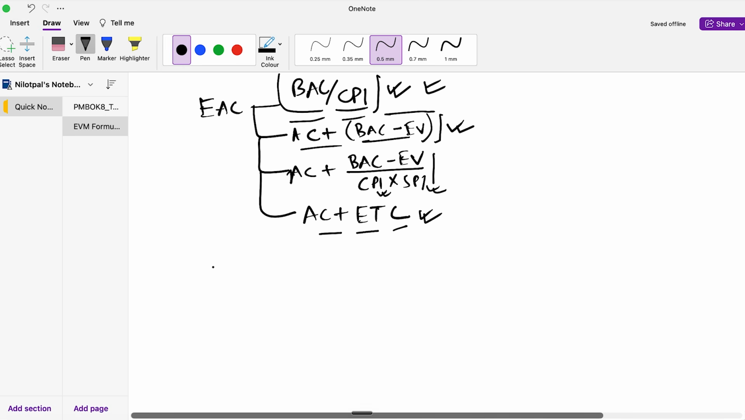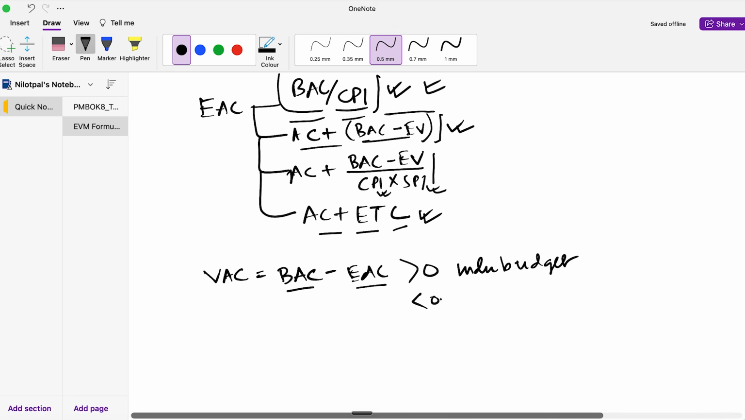Next, moving on, another formula which you need to remember as part of your earned value management is variance at completion, and this is quite simple. Variance at completion is equal to your budget at completion minus your estimate at completion. Now, if your variance at completion, which is BAC minus EAC, is greater than 0, which means your budget at completion is greater than your estimate at completion, it's good that your project is under budget, right? And similarly, if your VAC is less than 0, which means your estimate at completion is greater than your budget at completion, it means that this is over budget. So you need to remember this.